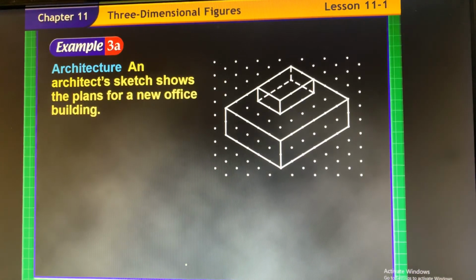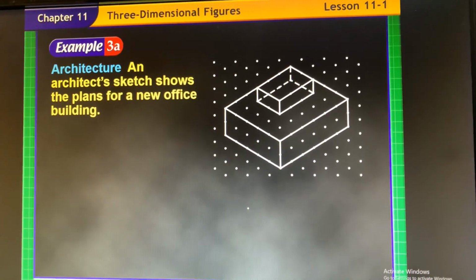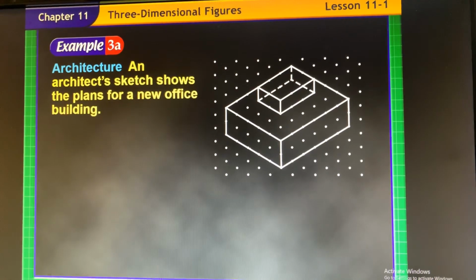So here we have an architect's sketch that shows the plans for a new office building. I really want you to look at that. This is isometric paper to give you that three-dimensional look. So I want you to think about how this is built. Sometimes it helps to draw the lines so you can see how it goes up. See how it's like 2 levels going up.